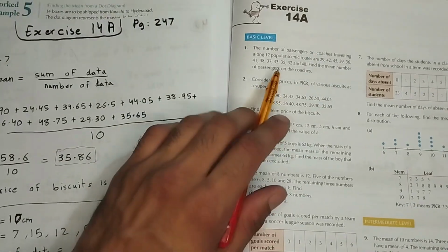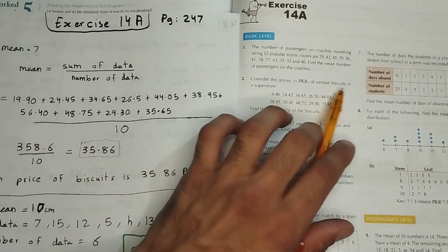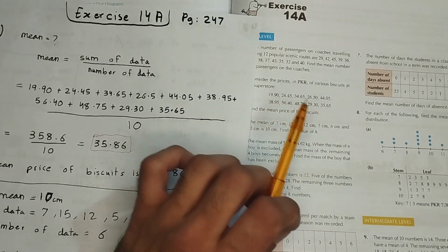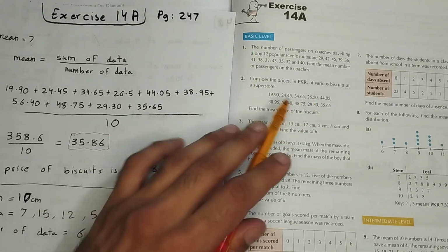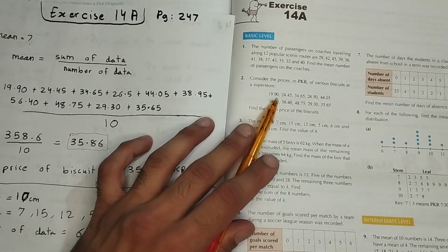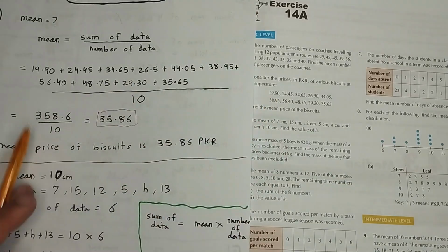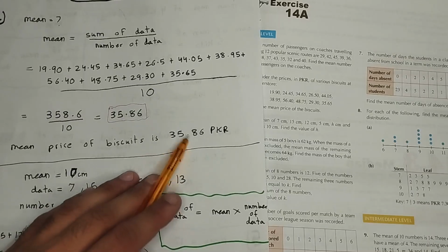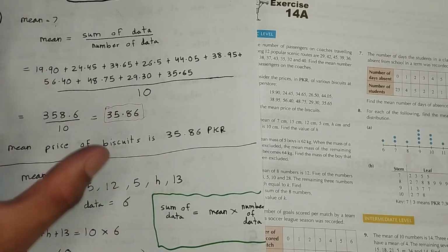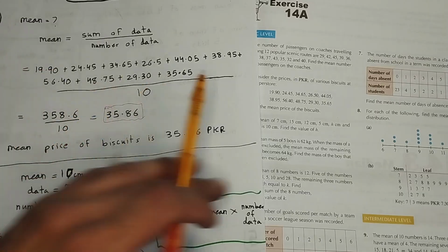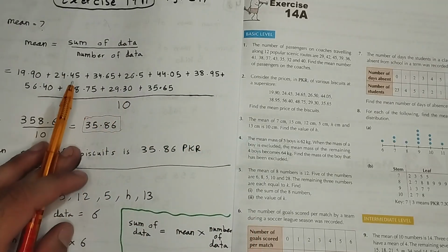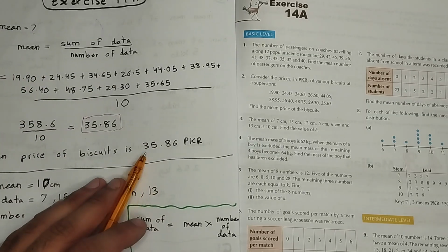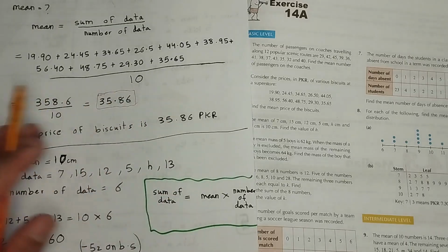And what is this all even about? Consider the price in PKR of various biscuits in a superstore. Each one of these numbers that you see is the price of a biscuit. There are different biscuits in the superstore, and each one of them has a price. The mean price for all the biscuits is 35.86. What does this mean? This means that I took all the money that I had to spend on buying all these 10 biscuits, and I distributed the money equally. That means each one of the biscuits is now going to cost me 35.86 Pakistani rupees.